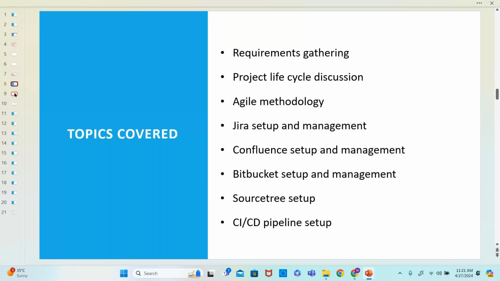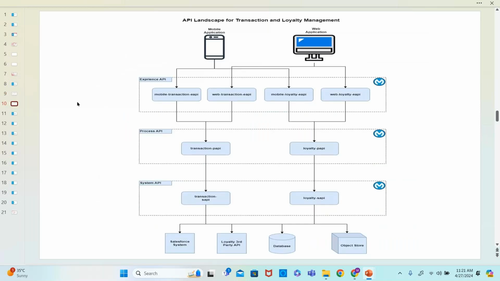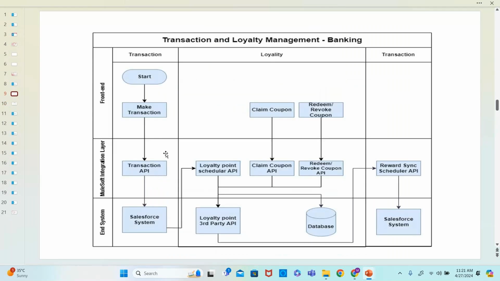And then we'll see what this particular transaction and loyalty management is, how it looks, what the high level diagram of this is, and then how we will implement the API-led architecture landscape for our APIs. This is our MuleSoft layer exactly. All those discussions and the topics will be covered. We'll see each and everything.